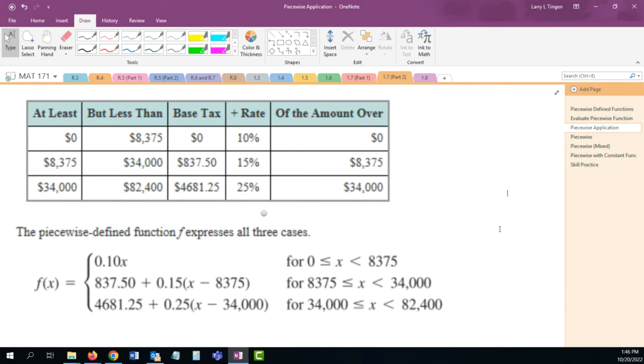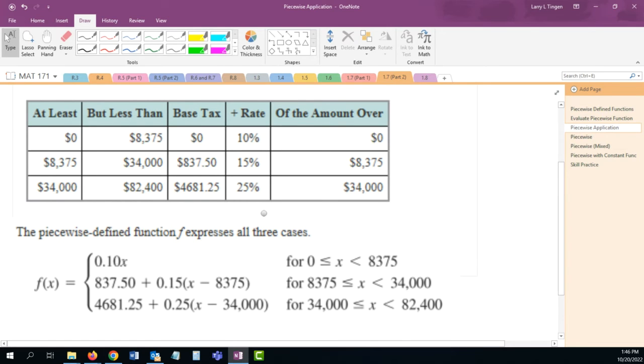So in my first row up there, if I make at least 0 but less than 8,375, I have no base tax, but I have a 10% rate. Like I said, these are not actually the IRS numbers now, because you don't pay taxes on that first gap. But in this problem, we're supposed to pay 10%.